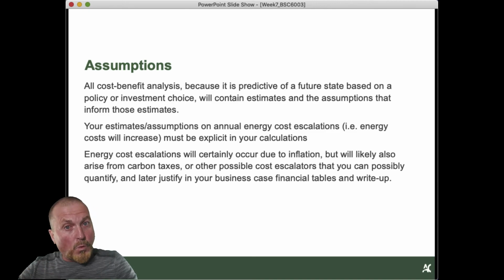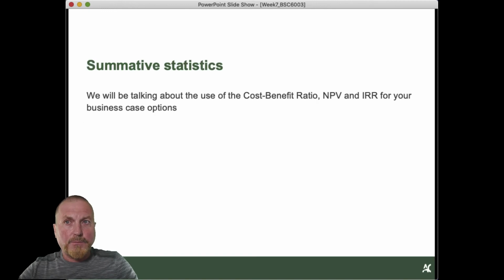So you have to think about assumptions. Assumptions like, what is going to be my energy cost escalator that I'm going to use in my business case? What is my maintenance cost cycle that I'm going to incur in my business case table, okay? What are my replacement costs for things like lighting? How often will they have to be replaced? That's going to go into my business case. All of those assumptions have to be thought through.